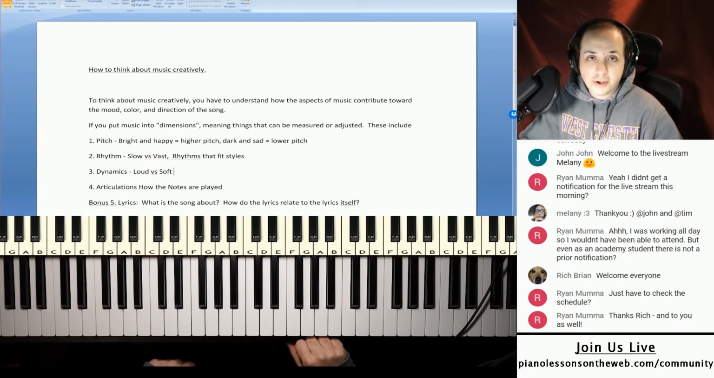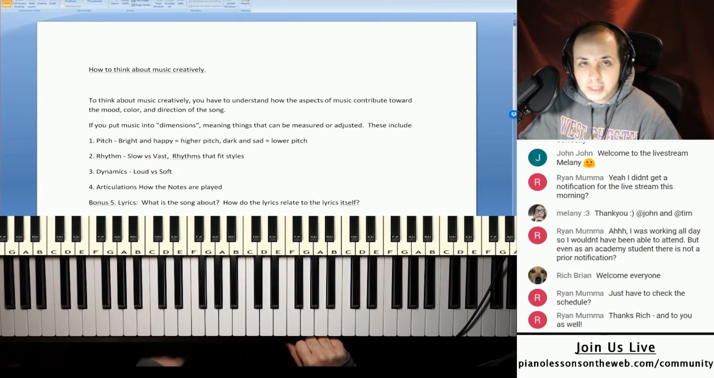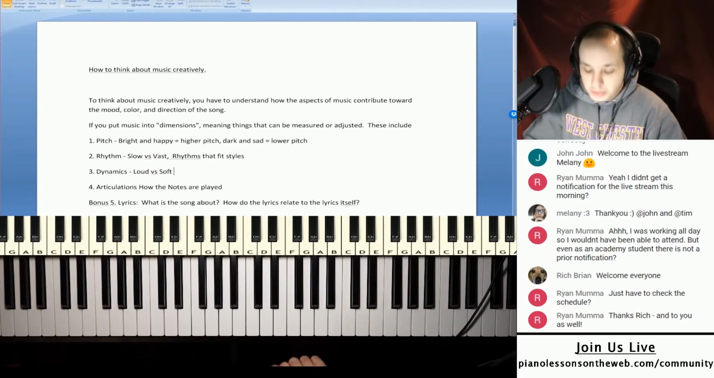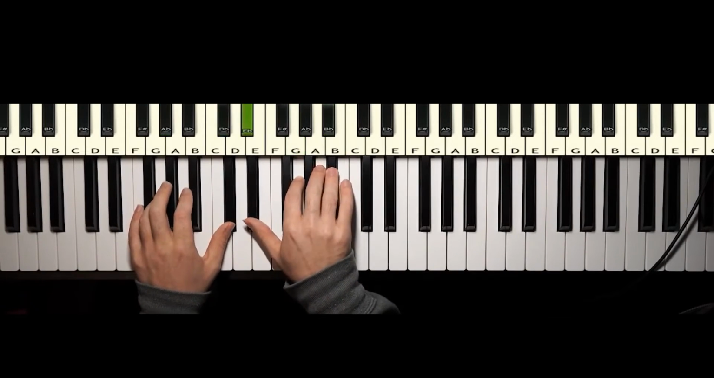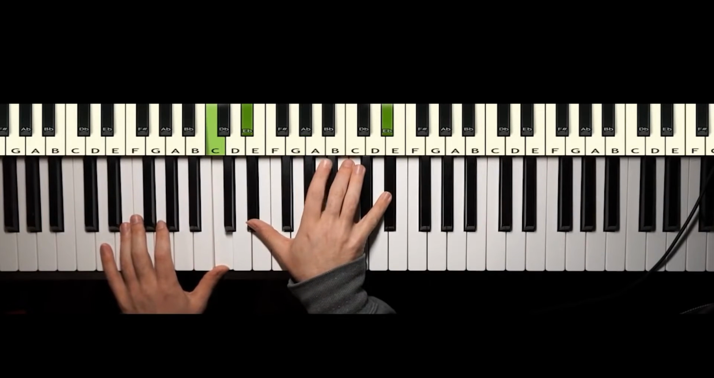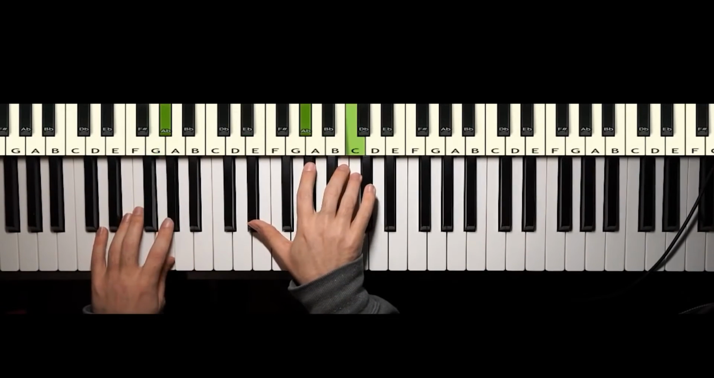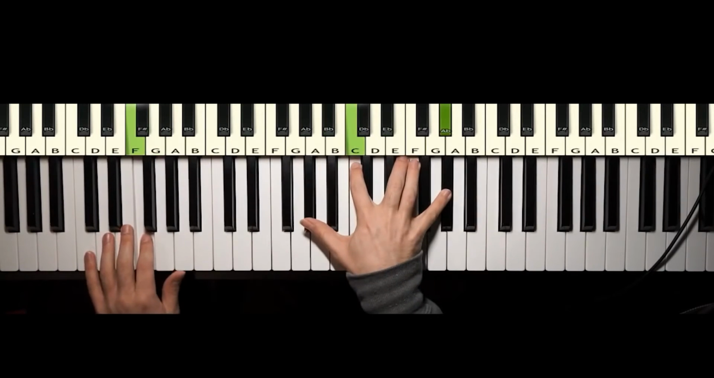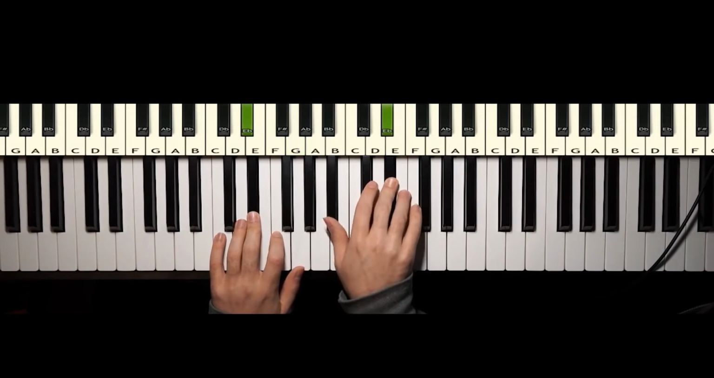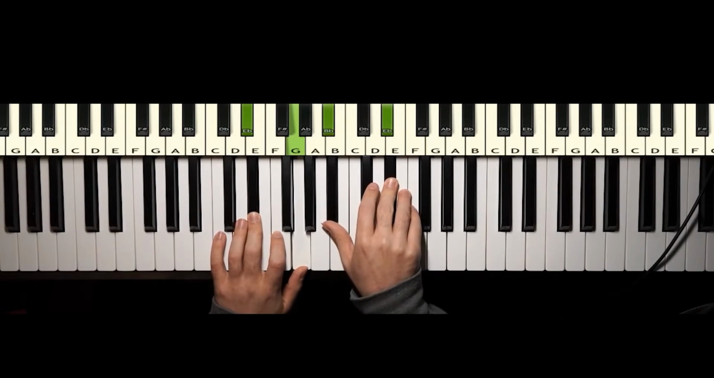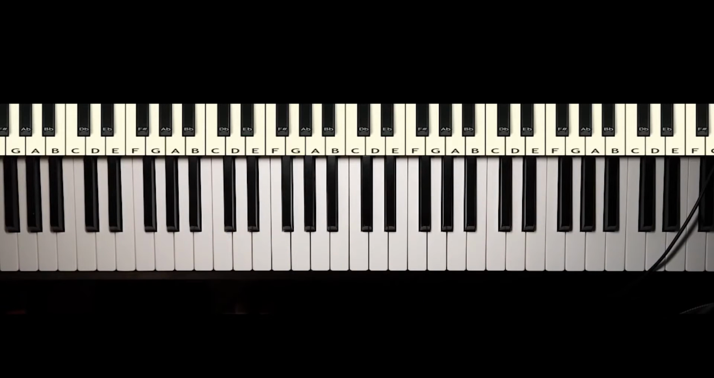So dynamics are how loud and soft you have to play, and it's pretty obvious how that can contribute towards the sound of the song. If something has soft dynamics, it's going to be soft and it's going to be quiet, right? Maybe first waking up in the morning would use soft dynamics, right? And by that I mean Pathetique Sonata movement 2 is a bit on the softer side as well as the slower side. So it goes together very well.